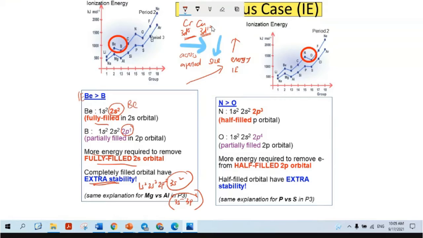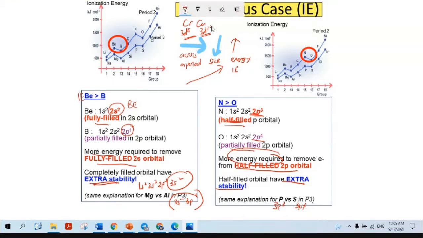Nitrogen, same thing. Just 2p3 is half filled, and then 2p4 is partially filled. That's why the half-filled 2p orbital has extra stability, and that's why it needs more energy. Same for phosphorus and sulfur. Phosphorus is 3p3 and sulfur is 3p4. So the 3p3, like the 2p3, is a half-filled p orbital with extra stability.